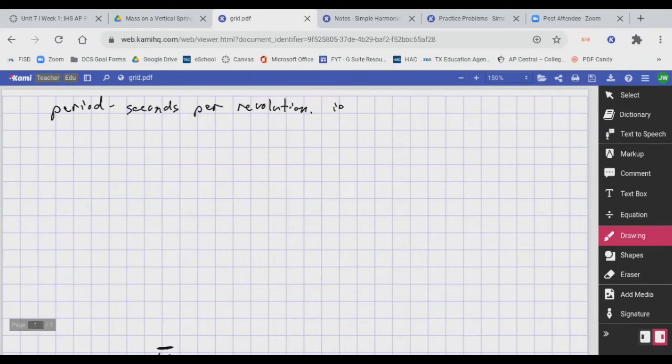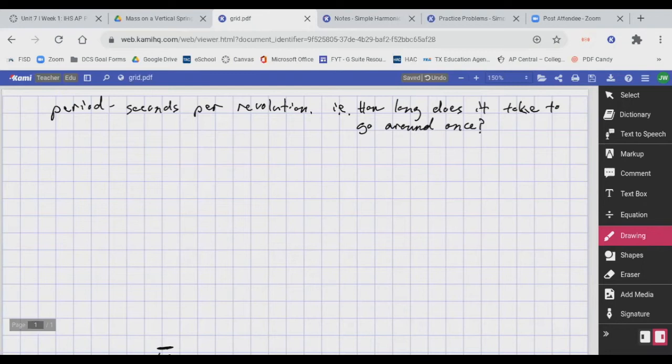I'm going to put I.E., how long does it take to go around once. All right, seconds per revolution. Whatever your starting point is, getting back to that, doing a full cycle, how long does it take to do a full cycle? Or how long does it take to go around one time completely?